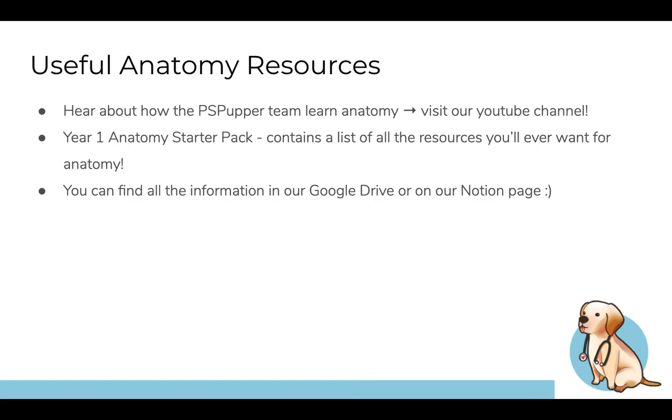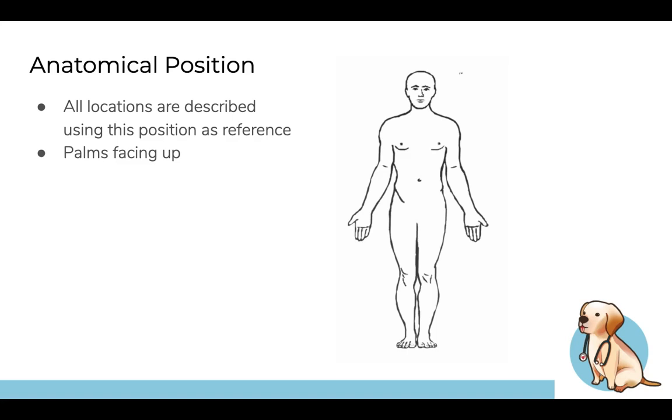So a bit of basic anatomy for you guys. The main thing to start with is anatomical position. So literally how the picture shows it. So you have your palms facing up, and when you're describing the location of anything in the body, you describe it based on this position. So if you go to the next slide, it's got some of the main terms we use.